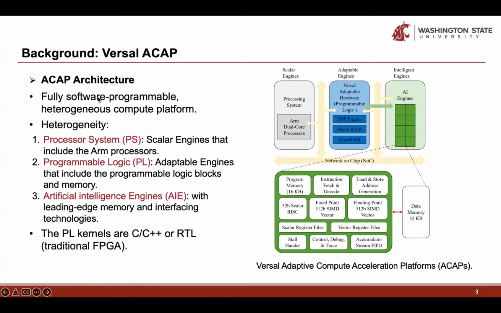ACAP is a fully software-programmable and heterogeneous compute platform that combines three components. The processing system, which is the scalar engines that include the ARM processor; the programmable logic, which is the adaptable engine that includes programmable logic blocks; and the last one is the artificial intelligence engines, which has leading-edge memory and interfacing technologies. The PL kernels can be C or C++ kernels or RTL kernels. Its programming model is the same as the traditional FPGA.